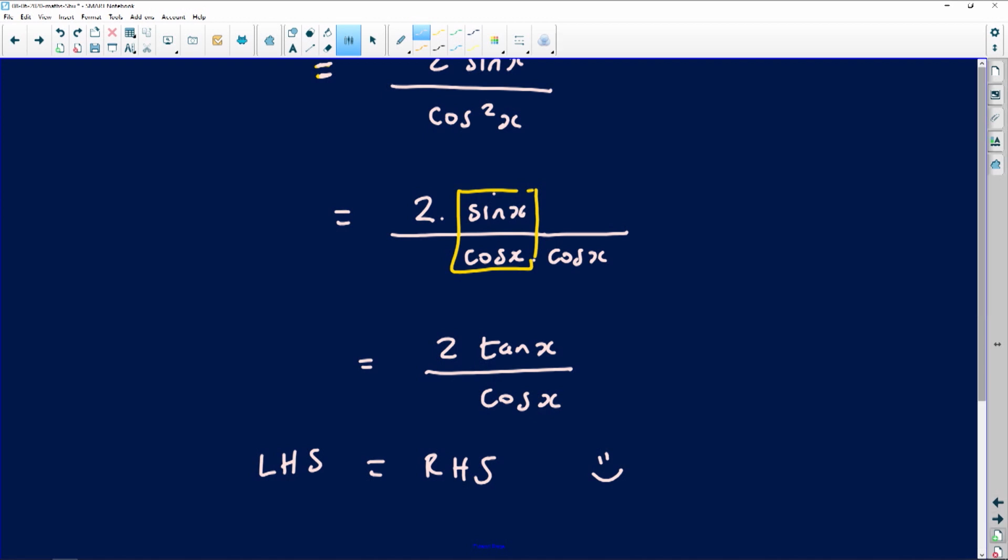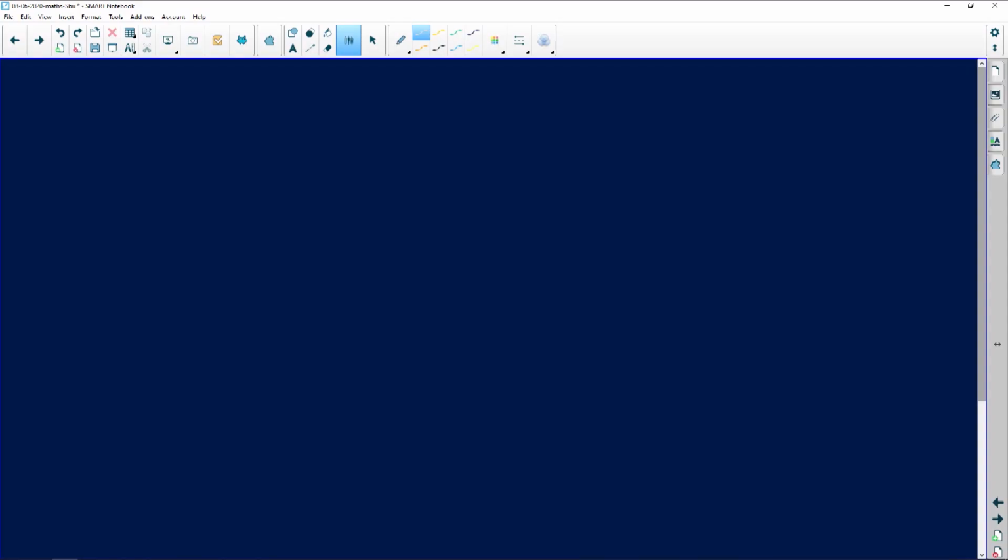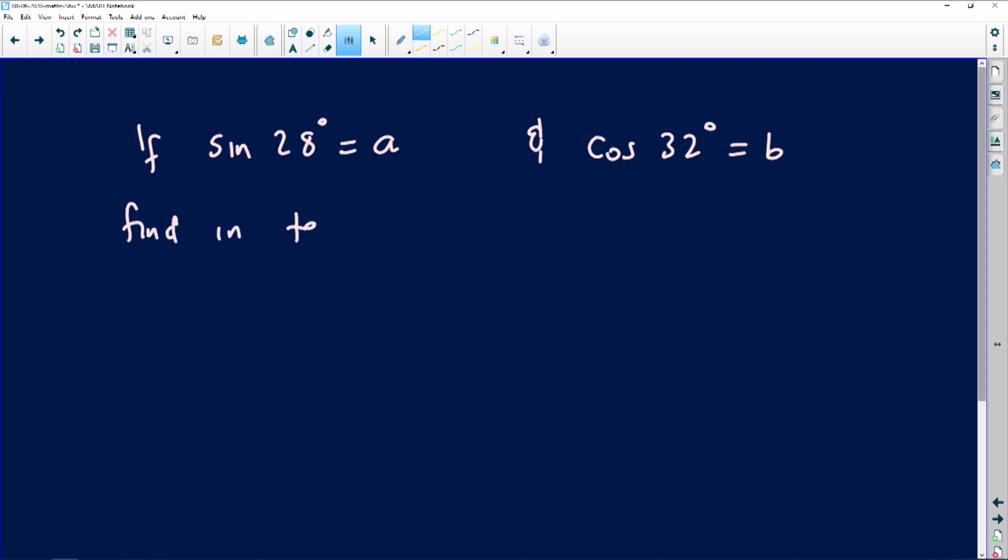Okay, cool. Right. The next question here is the one that involves compound angles. And this is a beautiful one. Compound and double angles. Check this out. It actually says the following. We are told that if the sine of 28 degrees is as good as A, and the cosine of 32 degrees is as good as B, right? We need to find the following in terms of A and B. Let me write it here because I'll use that to find in terms of A and B.